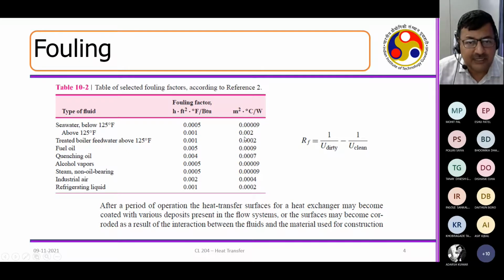For different types of fluids and different types of materials, you have tables available, and while designing the heat exchanger you have to really take this into account, because when you have installed the heat exchanger it will remain clean, but over a period of time it will become dirty.